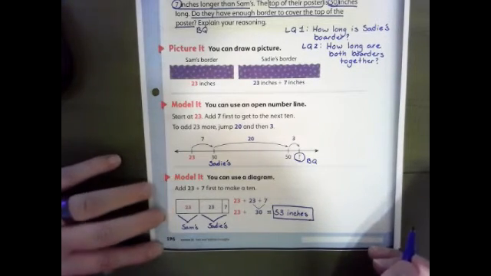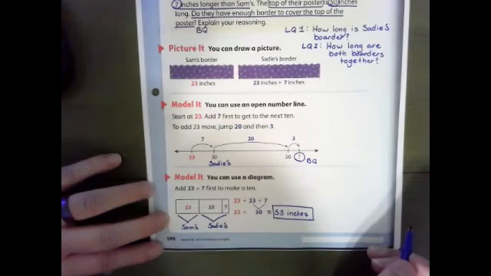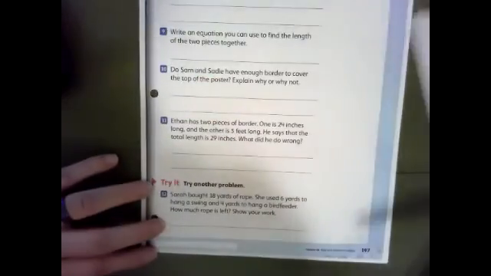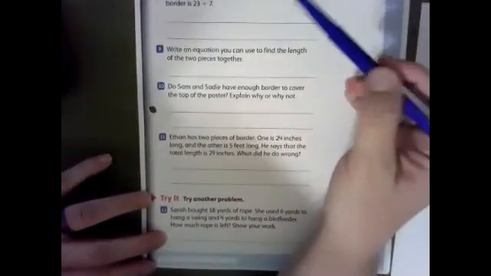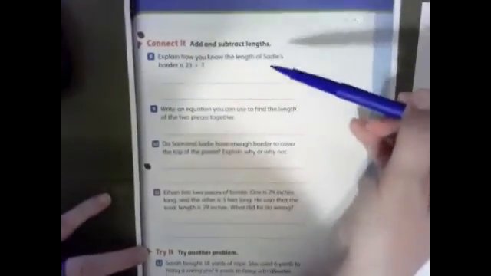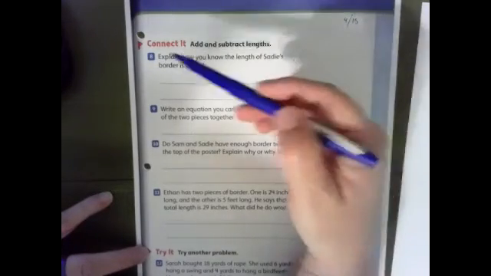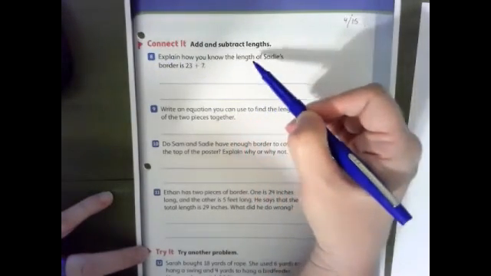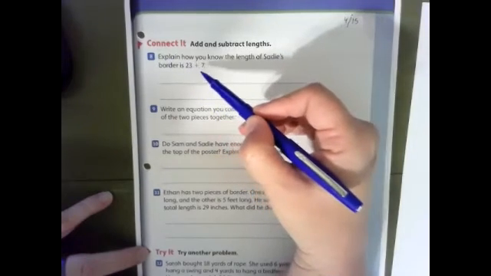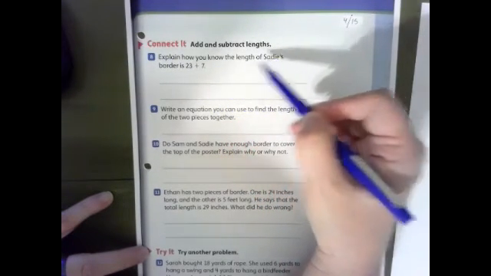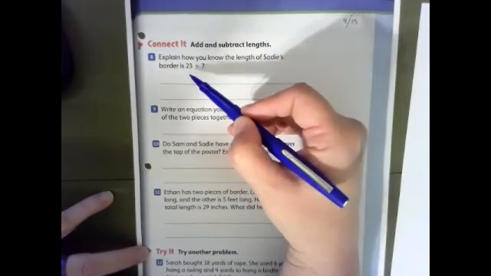These two-step word problems are quite challenging. You might want to visit your teacher's office hours to get some help. The problem that we just worked through, you have some questions to answer about it. For example, explain how you know the length of Sadie's border is 23 plus 7. Remember, in the problem, it said Sadie's border is 7 inches longer than Sam's.